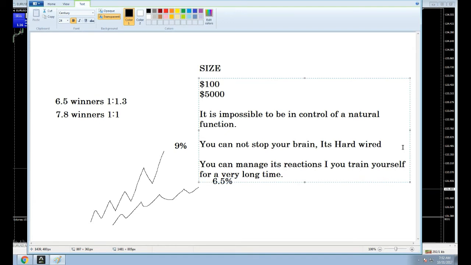It takes a long time for them to control their breathing, slow their heart rate, right? You have to learn to manage your brain, and that takes time, and effort and energy. But you will never stop your brain from reacting. So if you have a $100 loss, your brain's going to react one way. If you have a $5,000 loss, your brain's going to react another way. You can't stop it. It is going to happen, but you can manage it.